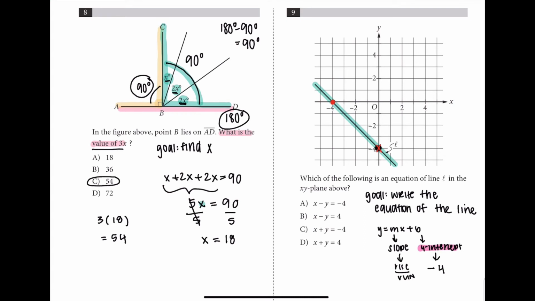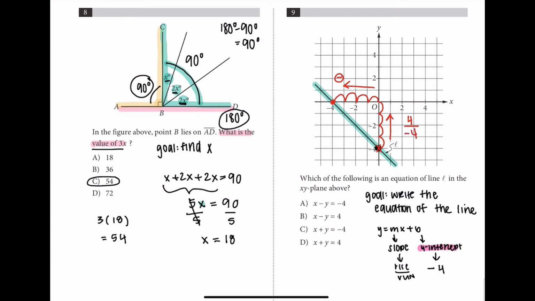And so now what I'm going to do is do rise over run. So I'm going to go 1, 2, 3, 4. So I've gone in the upwards direction 4 spaces. So that's going to be +4. Over, I'm going to the left 1, 2, 3, 4. I've gone to the left, which is the negative direction. So that's going to be -4 on the bottom for my run.